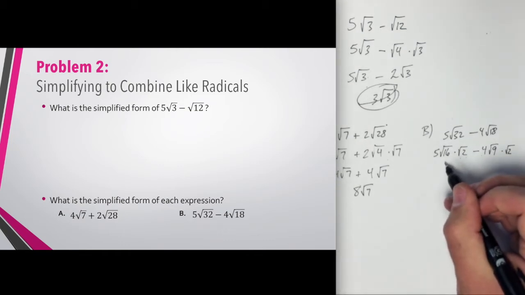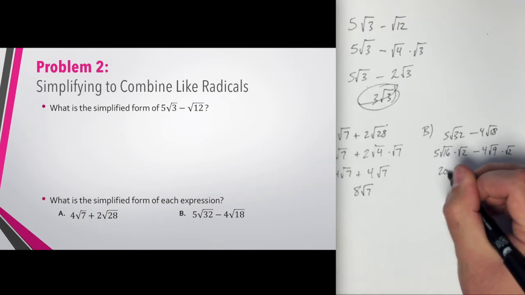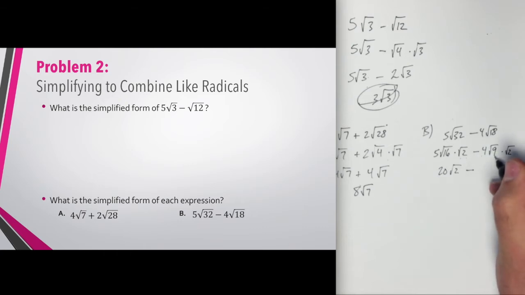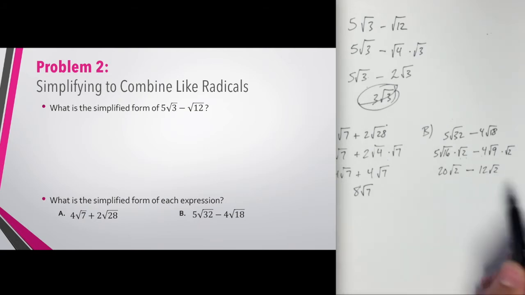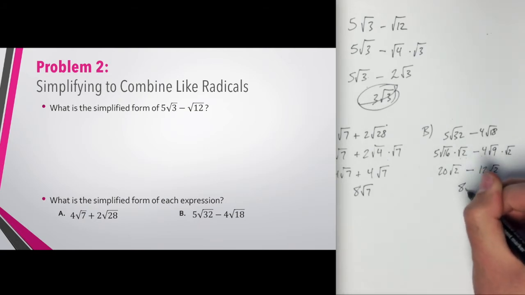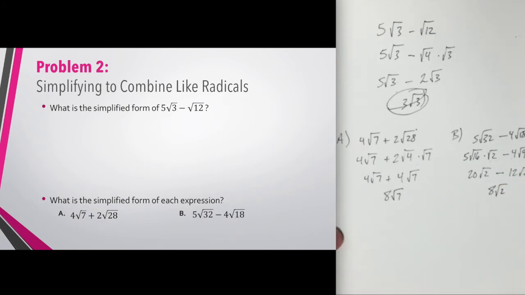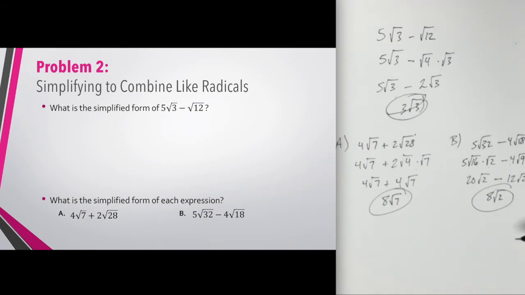The square root of 16 is 4 times 5 makes that 20 square roots of 2 minus the square root of 9 is 3 times 4 is 12 square roots of 2. And now you finish. 20 minus 12 makes 8 square roots of 2. So again, sometimes you have unlike radicals, but you can actually simplify them so that they will become like radicals, and then you can add or subtract them.